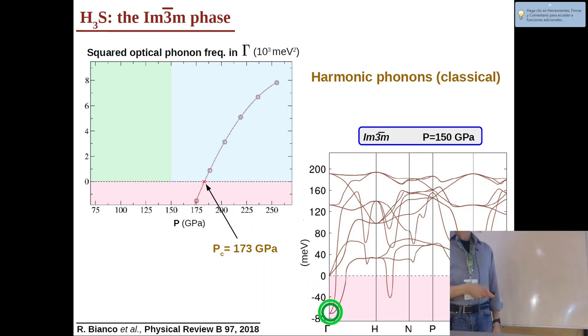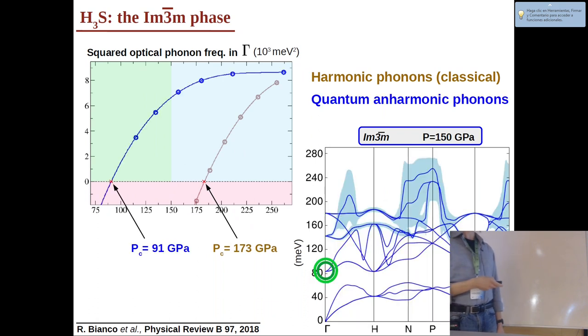So if you consider the harmonic approximation, you diagonalize the harmonic matrix and you follow this frequency as a function of pressure, this is what you see. In order for the system to become stable, you have to go up to 170 gigapascal. But below this pressure, the system is unstable, and this is against what you see in experiment.